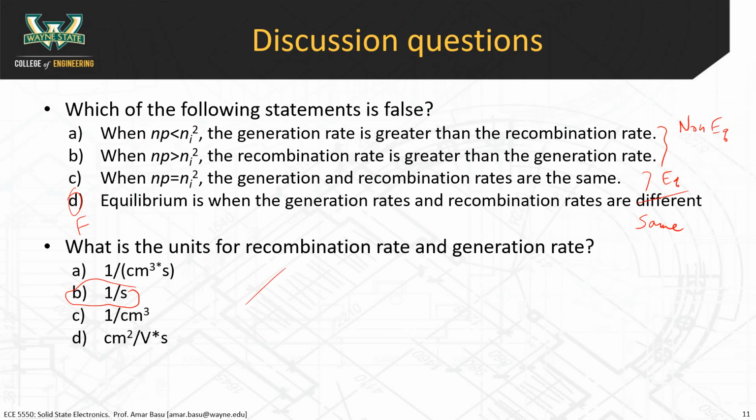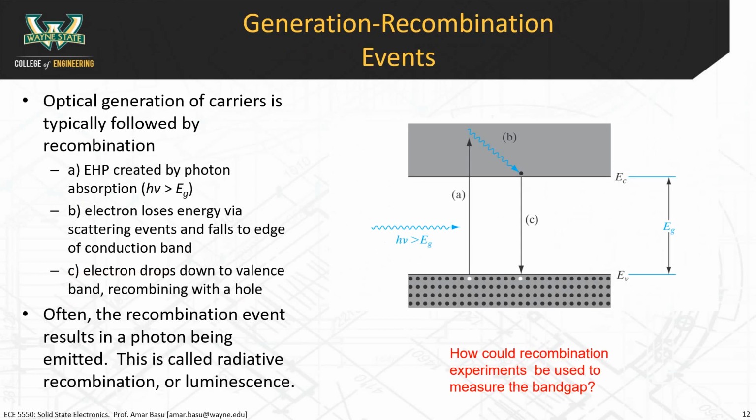So I might ask a question like, calculate the number of electrons being generated per second. We're going to have a question like that in this example here. All right, so generation and recombination events. We're going to talk about what happens when you combine generation and recombination. We've talked about this already, so it makes sense, but we're going to do some more quantitative calculations of it. The optical generation of carriers is typically followed by recombination.